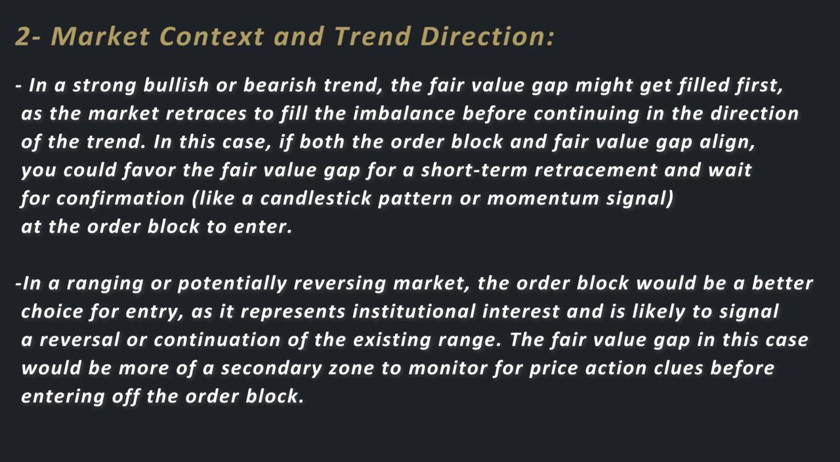In a ranging or potentially reversing market, the order block would be a better choice for entry, as it represents institutional interest and is likely to signal a reversal or continuation of the existing range. The fair value gap in this case would be more of a secondary zone to monitor for price action clues before entering off the order block.